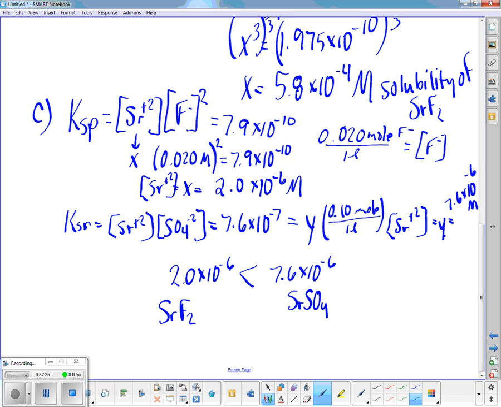Since this one is smaller, it will precipitate first. It means that I can't put as much precipitate first. Means it won't hold as much in solution before it falls out. Where did you get lost?